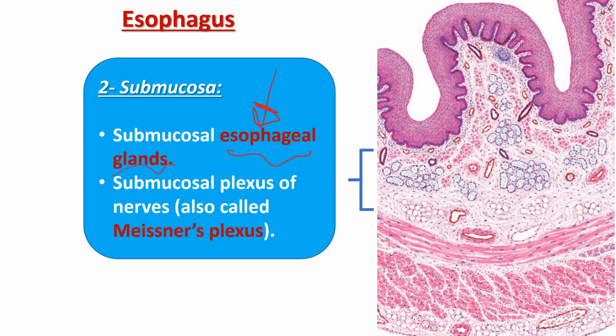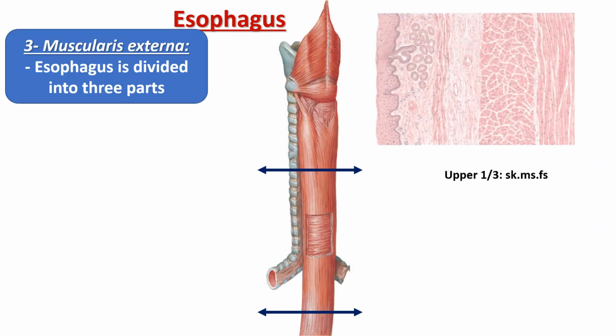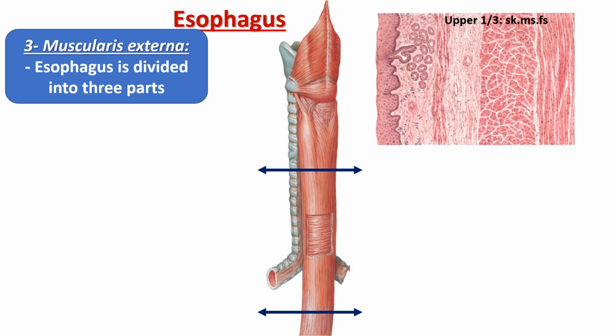So here we have submucosa. Submucosa here is a dense connective tissue containing vessels, lymphatics, and the nerve plexus. This is a general scheme we know. What is characteristic for submucosa? It is the presence of mucus acini, which is called esophageal gland.